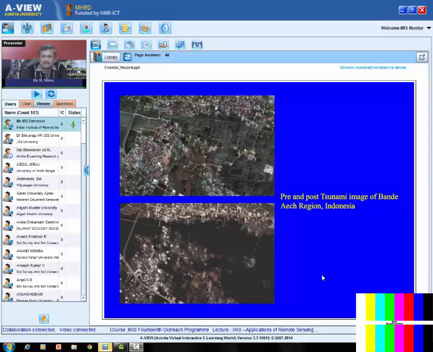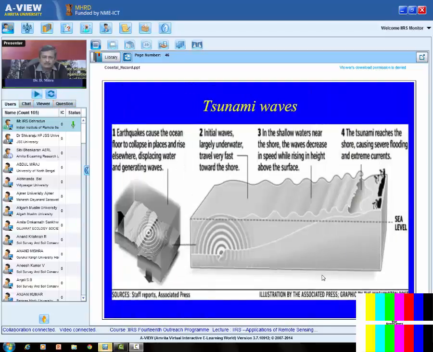These are some images downloaded from the internet showing the pre- and post-tsunami images of the Banda region in Indonesia. This is the pre-tsunami image. You can see all the agriculture area and the urban region very nicely. But after the tsunami, everything has been devastated.